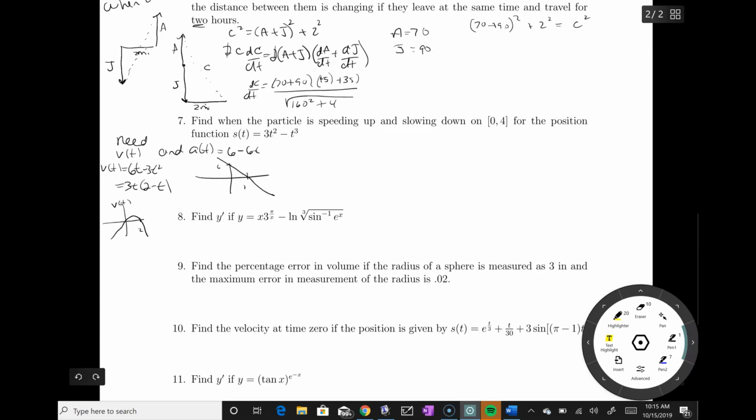And 1 here. Okay, so when it's speeding up is when they both have the same sign, and they're slowing down is when they're opposite signs. So between 0 and 1, they're both positive. So between 0 and 1, they're speeding up. And between 1 and 2, this one's positive and this one's negative, so slowing down. And then after 2, they're both negative. So, oops, 2 to 4, they're speeding up again.